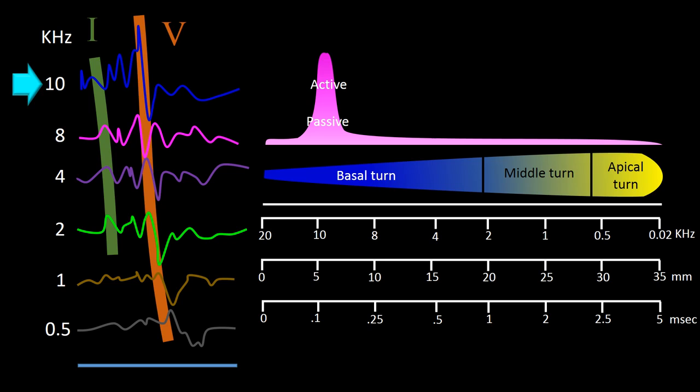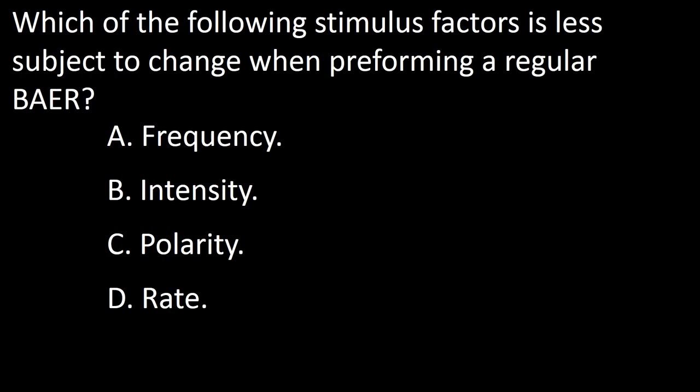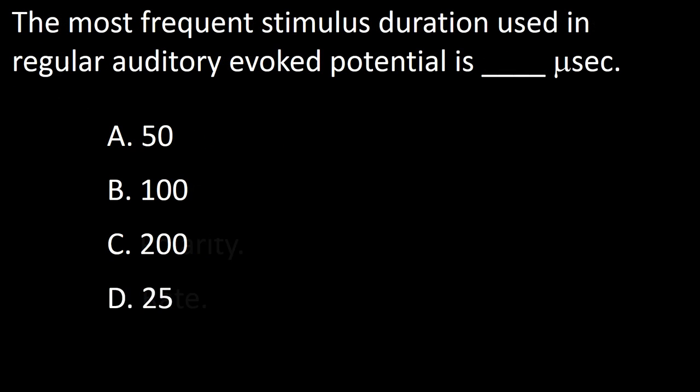Remember that wave 1 is primarily triggered by stimulation of the basilar membrane between 1 and 4 kHz, whereas wave 5 is best brought about by stimulating the basilar membrane in the 4 to 10 kHz region. So the answer to this question is A.